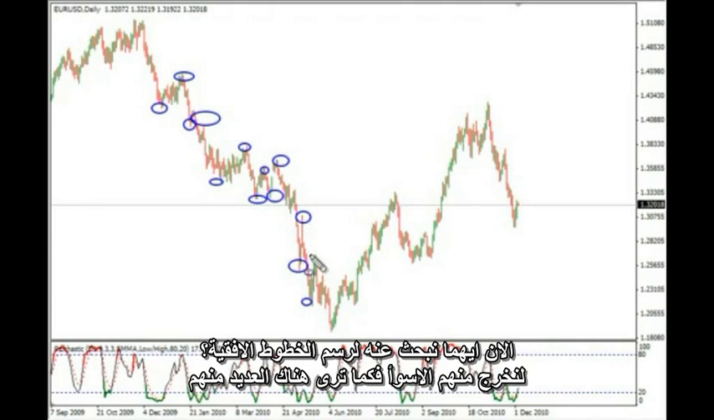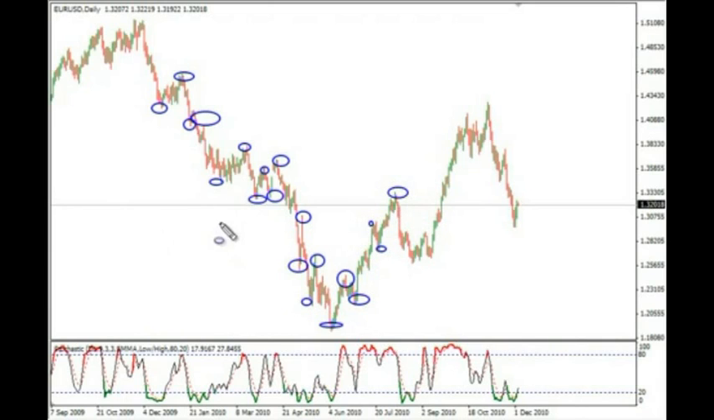Okay, so we need to filter out the bad ones. As you can see, there's so many. I can go on forever. So are you going to be placing lines on every single one of them? Well, obviously not. So how do we know which ones to use?